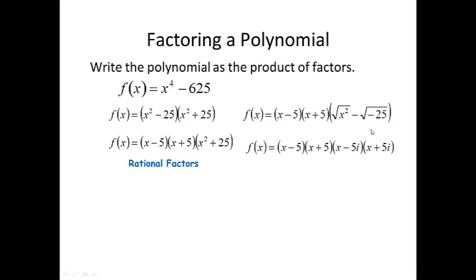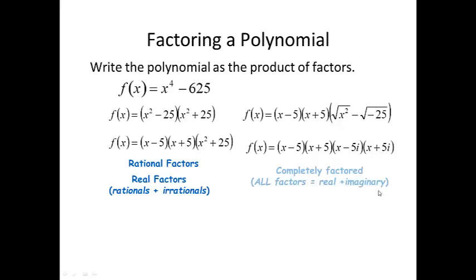So I'm going to have to come and square root the negative 25 and make 5i and negative 5i and positive 5i. And that's going to give me all the factors. The real ones, these are the rationals, there are no irrationals, and these are my two complex ones.